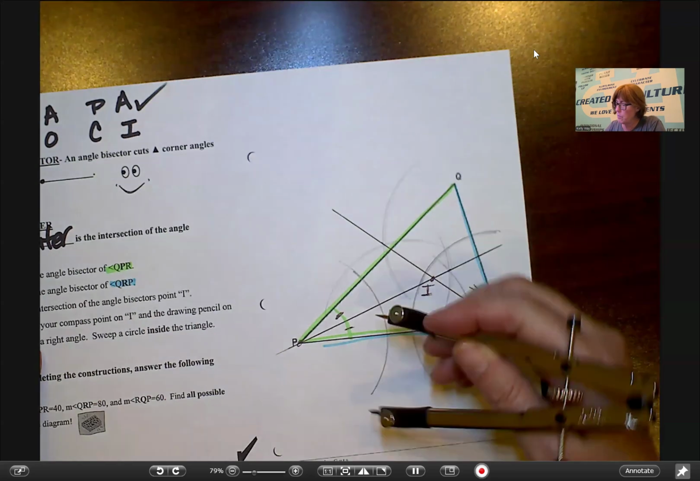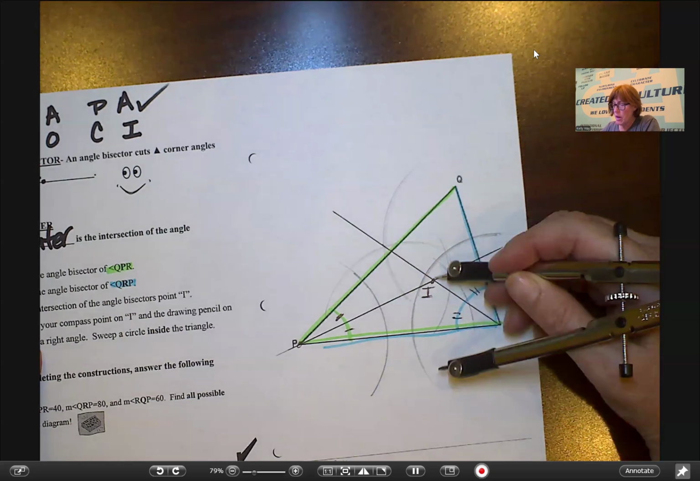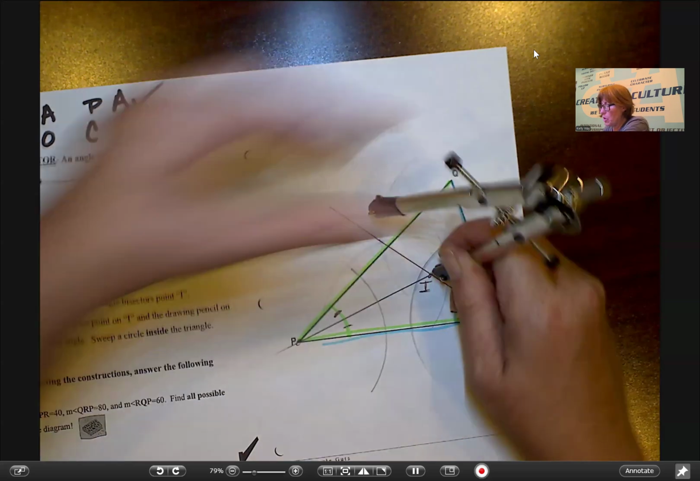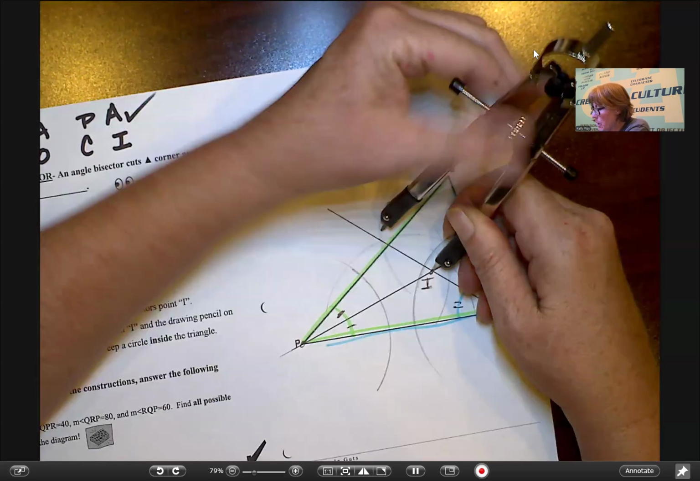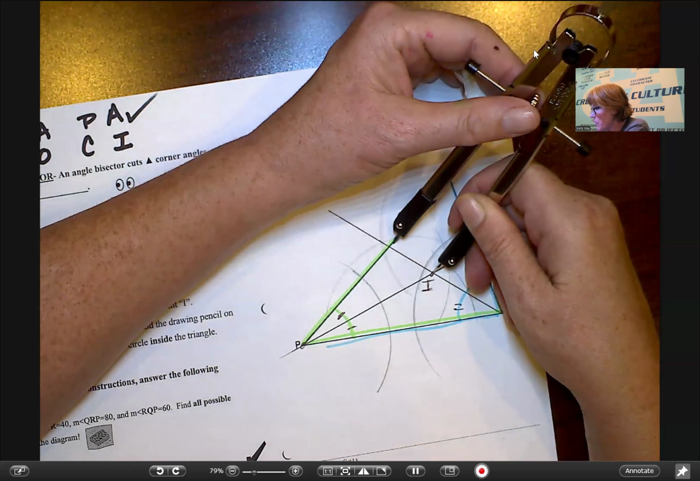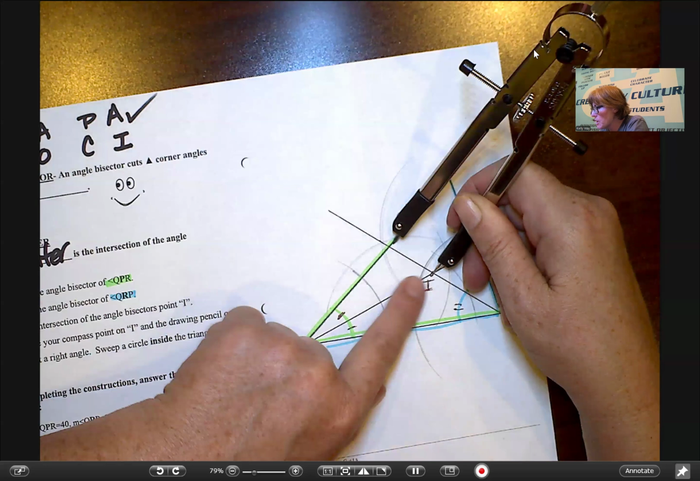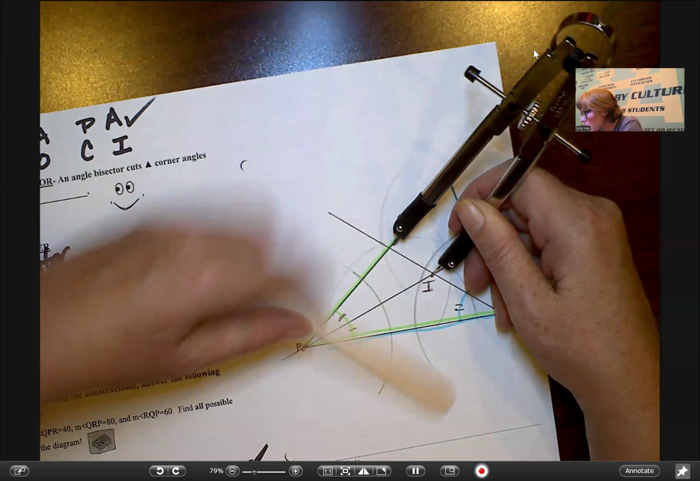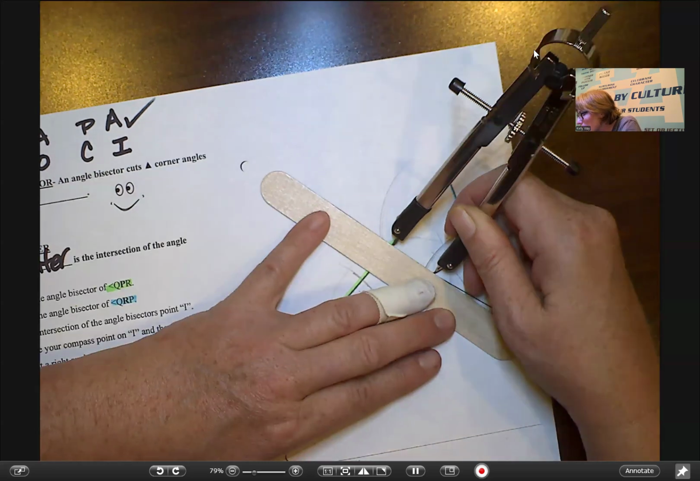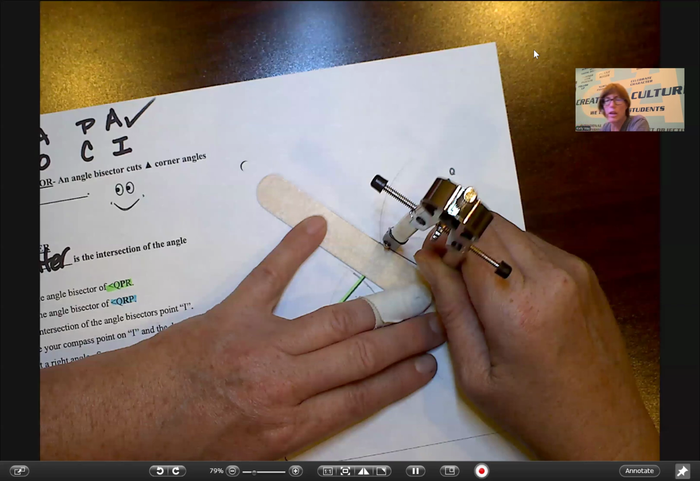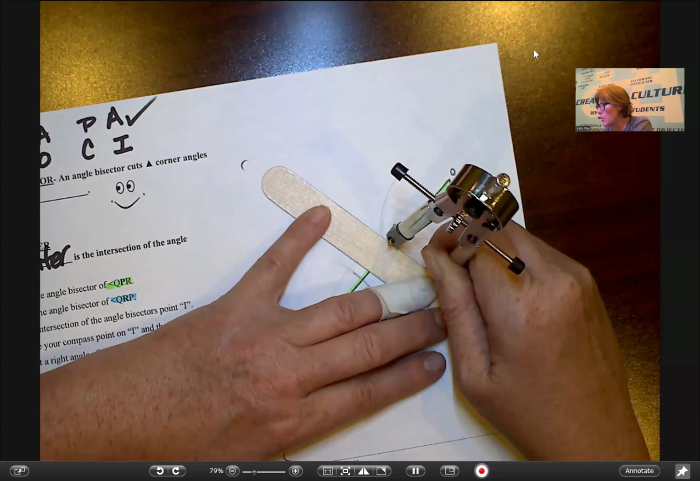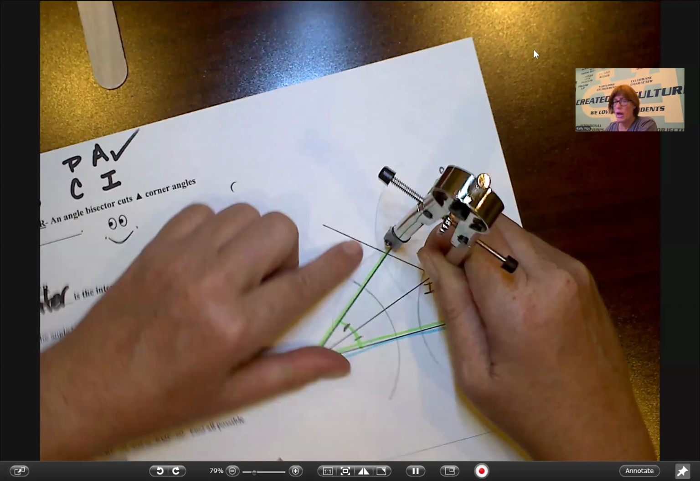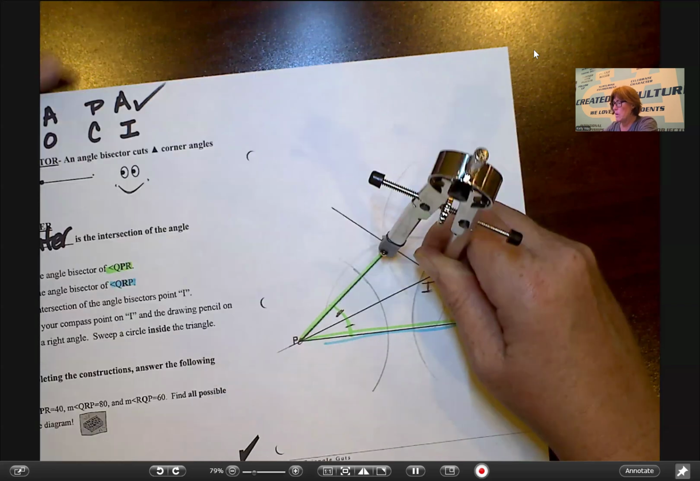You're going to place your compass point on I and the drawing pencil at PQ. So here, but you want it to be at a right angle. So you're kind of visualizing this. You're visualizing this from here to here being at a right angle. So that's the distance you want. Open up your compass setting. And now hold. And it's easier to spin the paper here.